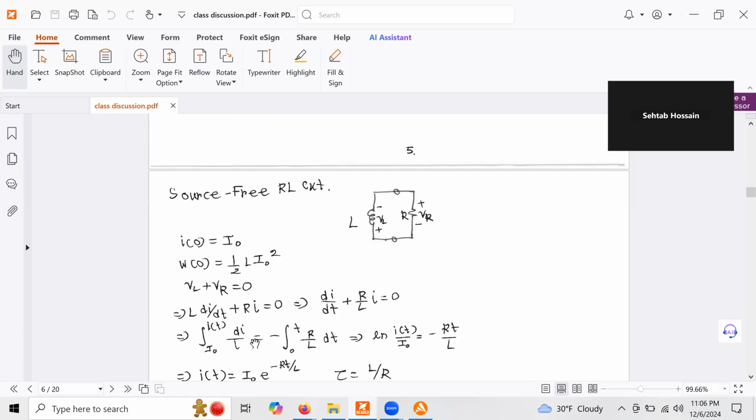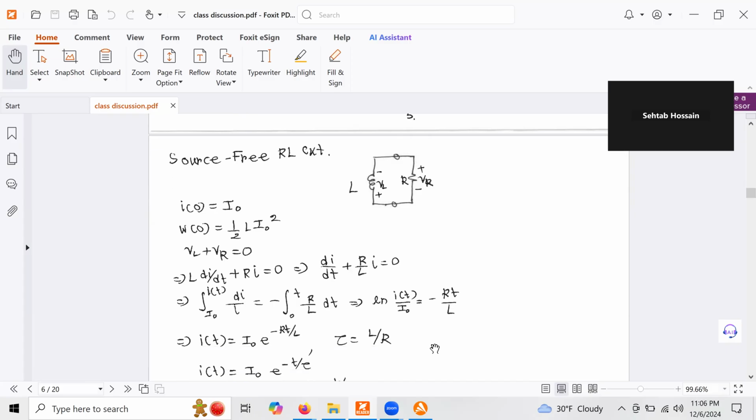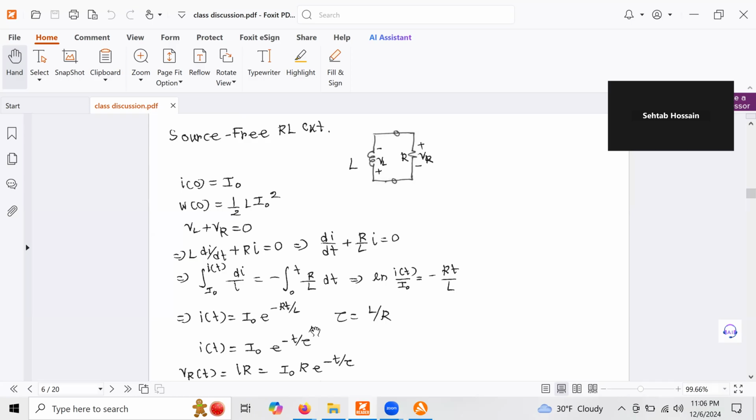Then we integrate di over i from I0 to i(t), and the right side from 0 to t, R over L times dt. So if we do the integration, then it will be ln of i(t) over I0 equals minus Rt over L. Then if we take this ln to the right-hand side, we come out with I0 times exponential minus Rt over L. Here our time constant is L over R. If we apply this tau over here, then my current equation will be just like this.